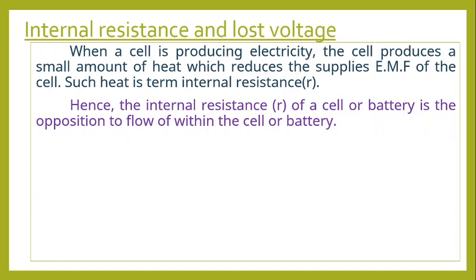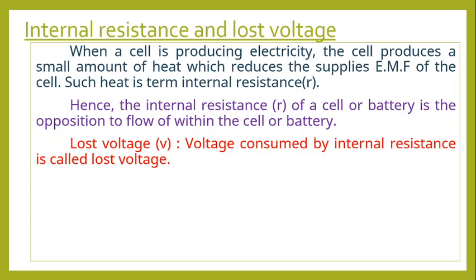The opposition to the flow of current within the cell or battery itself is due to the chemical reaction that is taking place inside the cell or battery. And that's what you need to note. So internal resistance is a result of what? The chemical reaction that is taking place within the battery, due to the fact that the battery is converting part of the potential difference to heat energy instead of letting it just flow to what it is being designed for.